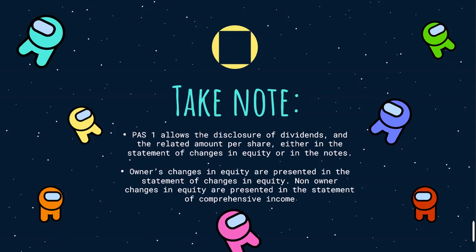Owners' changes in equity are presented in the statement of changes in equity, while non-owner changes in equity are presented in the statement of comprehensive income. So dito pa lang malalaman mo na agad kung ano yung pinagkaiba ng statement of changes in equity sa statement of comprehensive income. Sa statement of changes in equity is lahat ng changes sa equity ng owners is presented doon. Samantalang sa statement of comprehensive income is para naman sa changes in equity ng non-owners.